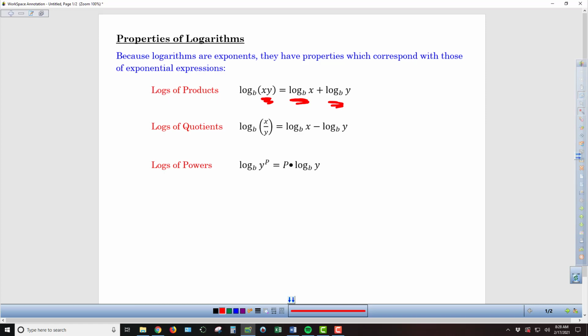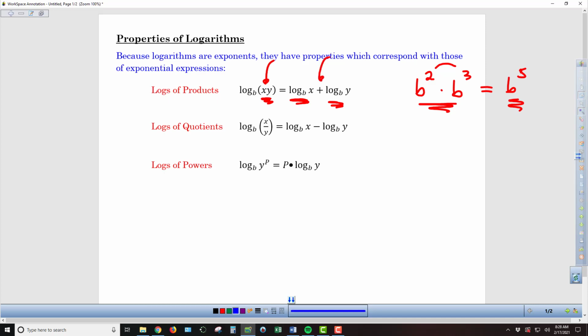And this is reminiscent of if I have two like bases, b to the second times b to the third, we know that we can combine those exponents by adding them. So the idea is if we're multiplying like bases, we can add the exponents to end up with a single base with a single exponent. And so here, if I have a product, if I'm multiplying inside of a logarithm, I can separate it out into the addition of two separate logarithms.